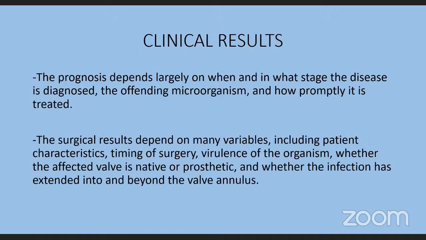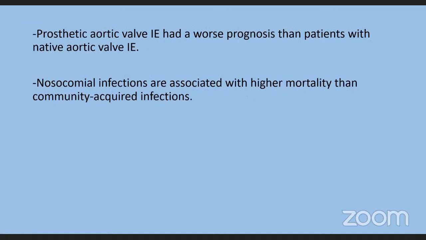So, the clinical results. The prognosis depends largely on when and at what stage the disease is diagnosed, the offending microorganism, and how promptly it's treated. The surgical results depend on variables including patient characteristics, timing of the surgery, virulence of the organism, whether the affected valve is native or prosthetic, and whether the infection has extended into and beyond the valve annulus. Prosthetic aortic valve endocarditis has a worse prognosis than native valve endocarditis. Nosocomial infections are associated with higher mortality than community acquired infections.